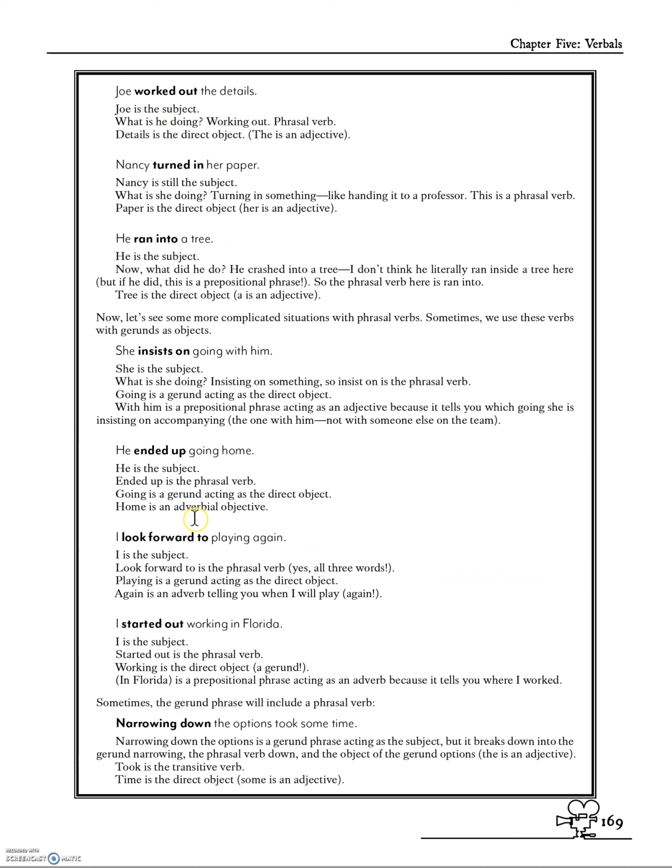Now, you've got a list here of some more. Worked out the details. This would be like not working out your body, although that's another phrasal verb. You worked out at the gym, but in this case, Joe's working out the details. So he's organizing something or planning something.